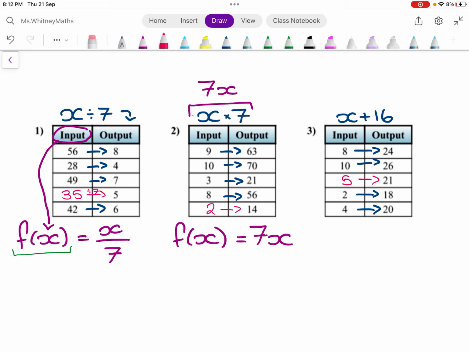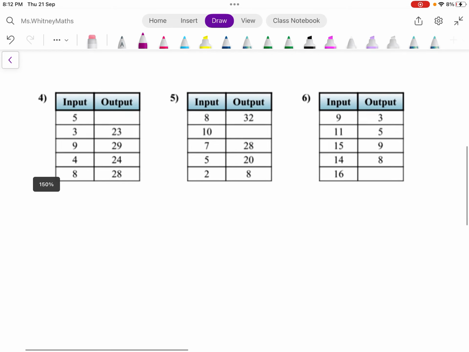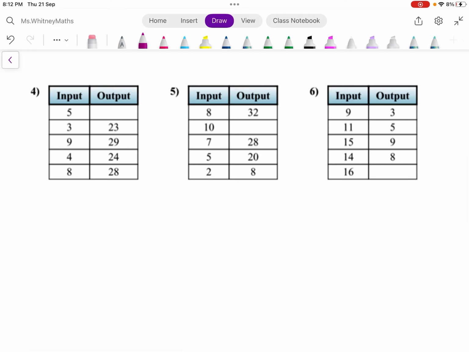Let's write the function. We can't actually simplify this one, so we're just going to keep it as the function of x equals x plus 16. That's our function. Okay, I've got 3 more questions for you. So why don't you pause the video, have a go at them, and then I will just go through the answers of all 3 of these.